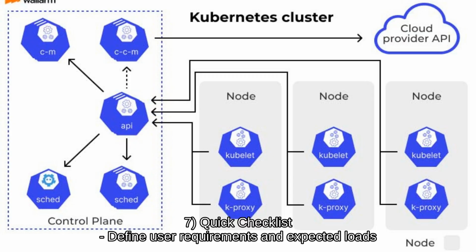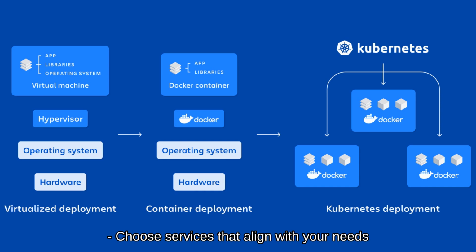Quick checklist. Define user requirements and expected loads. Choose services that align with your needs. Implement auto-scaling and monitoring. Gather feedback post-launch. Iterate on the architecture based on real-world performance.